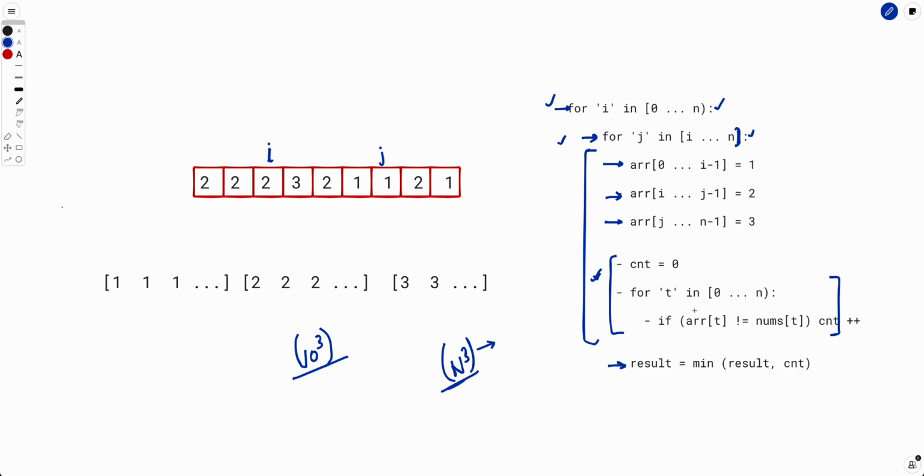Notice what we are doing here. We are simply figuring out how many elements are there up till i which are not 1. Similarly, we are figuring out how many elements are there from i to j which are not 2, and similarly how many elements are there between j and n which are not 3. So instead, if we can figure out how many elements are there which are 1 in this range, how many are 2 in this range, how many are 3 in this range, we can simply subtract it from the total number of elements in this range and get how many are there which are not equal to 1, 2 or 3, right?